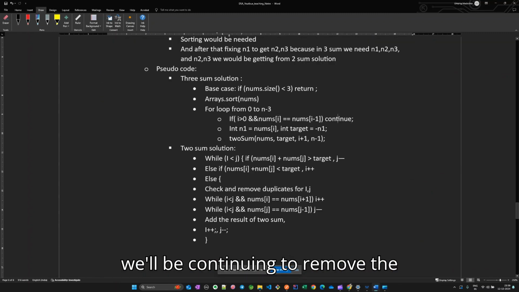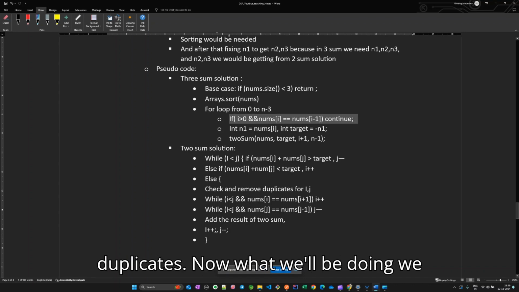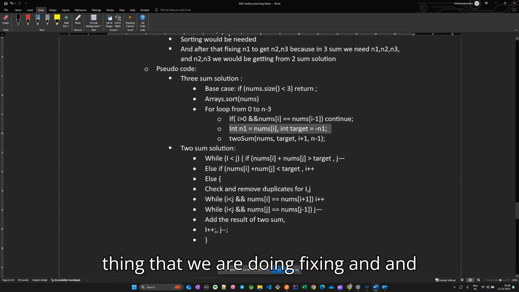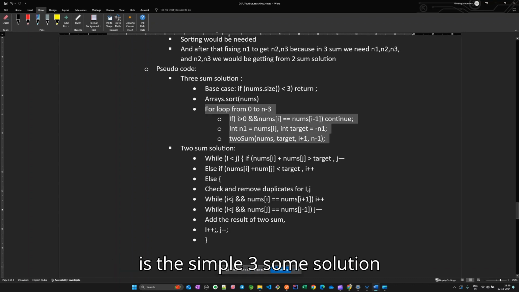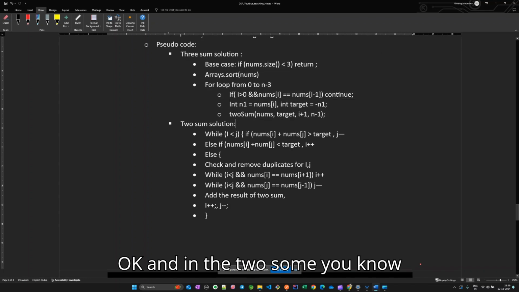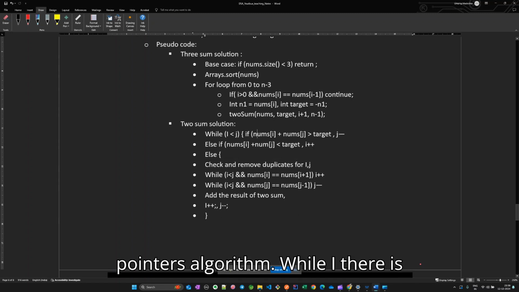Okay, so we'll be continuing to remove the duplicates. This is basically removing the duplicates. Now, what we will be doing is fixing n1 and calling the two sum. This is the simple three sum solution. And in the two sum, we can calculate it using the two pointers algorithm.